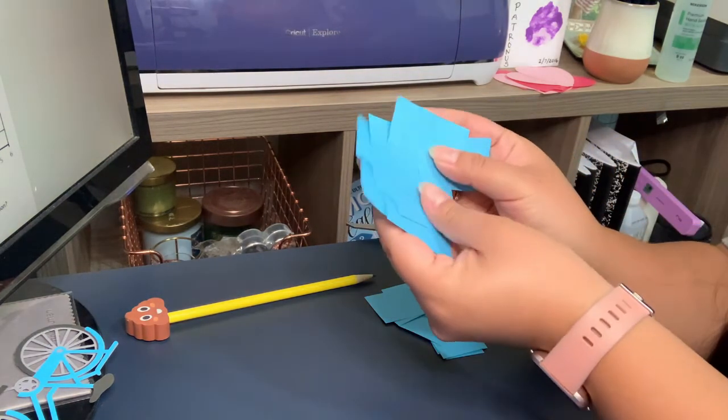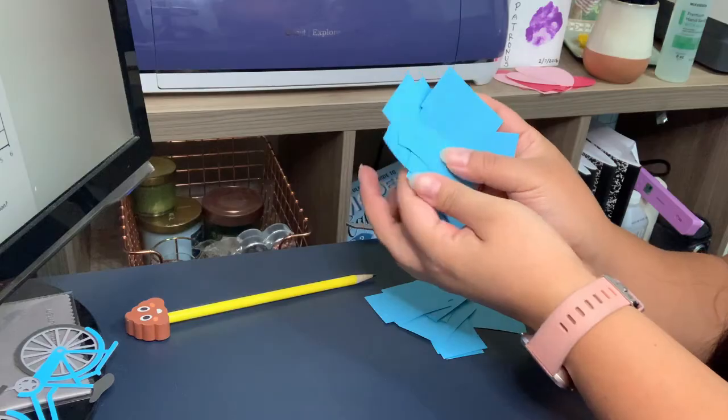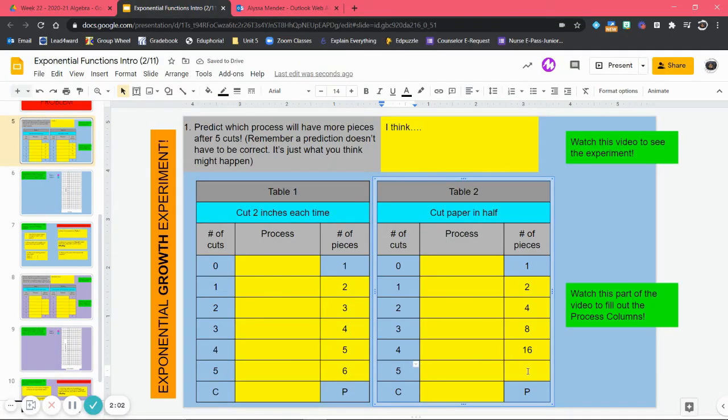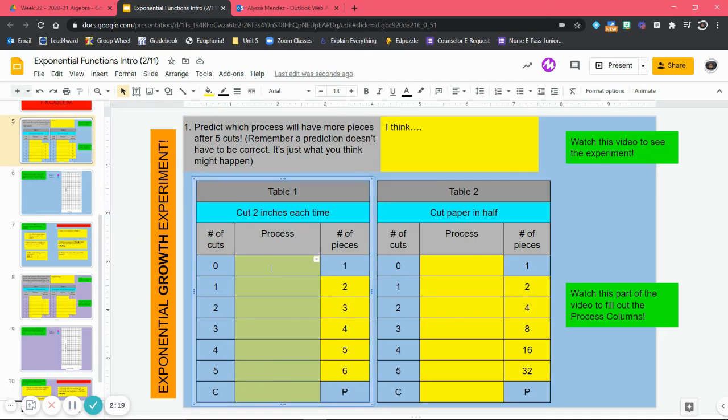So now I'm going to add up all of those pieces. And following the pattern after 5 cuts, I'm going to have a total of 32 pieces. So start noticing that pattern that's happening. You can also start to notice a huge difference between table 1 and table 2. So now we're going to start the process column for table 1.